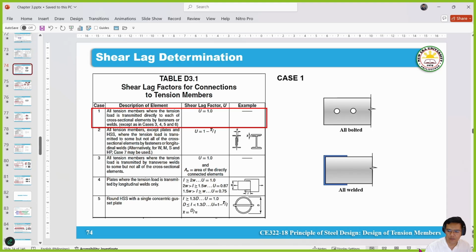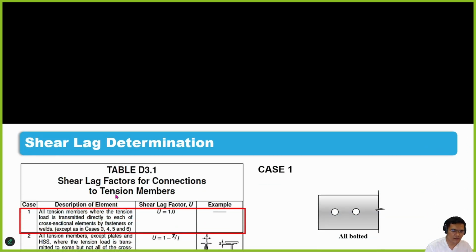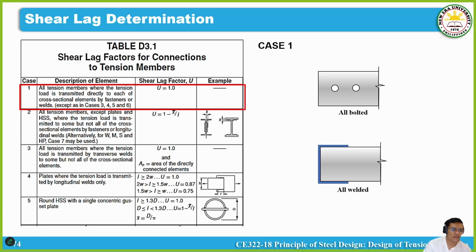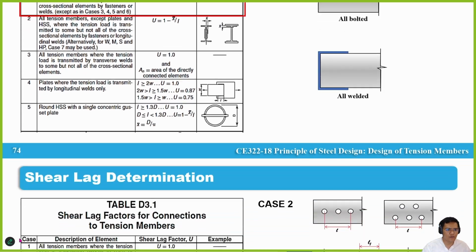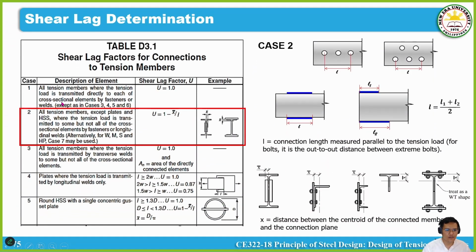Okay, case 1. Let's do it this way, we go through them one by one. Case 1, applicable or not? Obviously not, because all elements must be connected. Okay? Case 2. All tension members, still applicable. Except plates where tension load is transmitted by longitudinal welds. So, these are welds, so it is not applicable. But it also says here bolted connection or welds. So, case 2 is applicable.